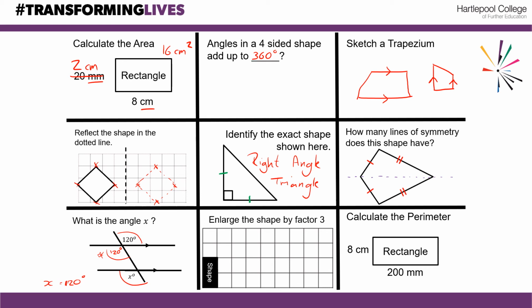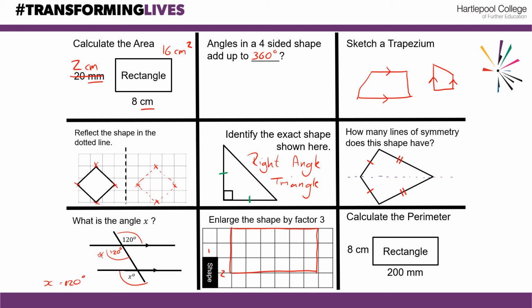Next up, it says enlarge the shape by factor 3. Well, it won't fit on the grid as is because we've got 1 square by 2 squares. But I could physically enlarge that shape by a factor 3 and still fit it on if I just rotated it a bit. So we need 3 squares by 6 squares. There we go. So there's the enlarged shape.